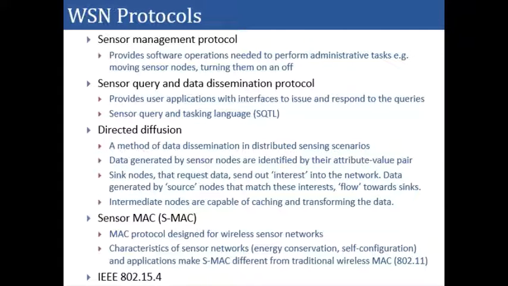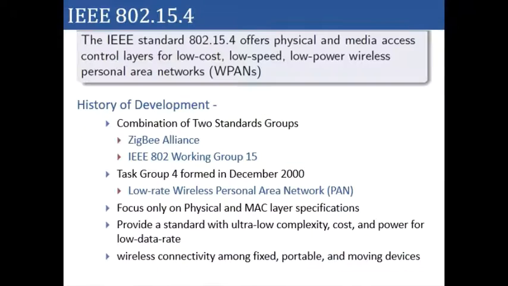So let's see in detail about the 802.15.4 protocol. So IEEE 802.15.4 is the IEEE standard which offers physical as well as media access control layers for low cost, low speed, low power wireless personal area networks, which is commonly known as WPAN. WPAN means Wireless Personal Area Network.